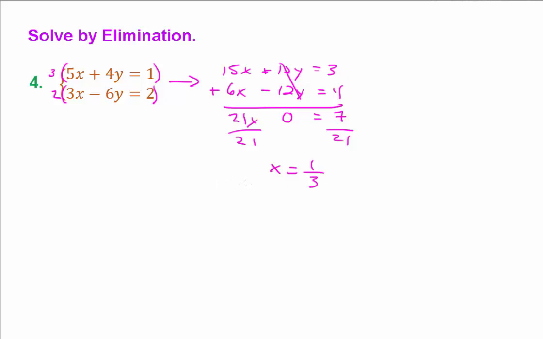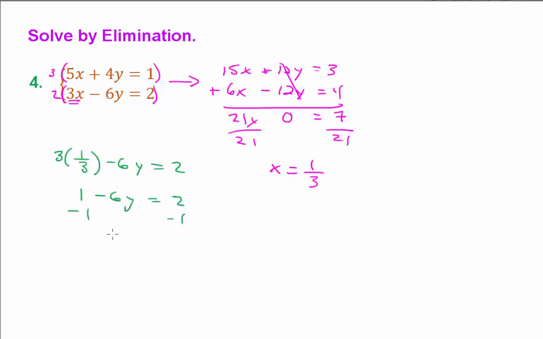All right, now once I have this, I'm going to go ahead and substitute this into either equation. It doesn't really matter. I'm going to choose the second one because I view this one as possibly slightly easier because of the fact that it's 3x, and I recognize the fact that 3 times 1/3 is a little easier to do than 5 times 1/3. So I will have 3 times 1/3 minus 6y is equal to 2. This will produce 1 minus 6y is equal to 2.